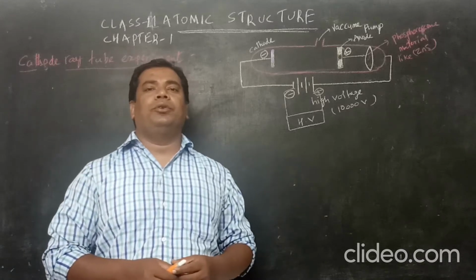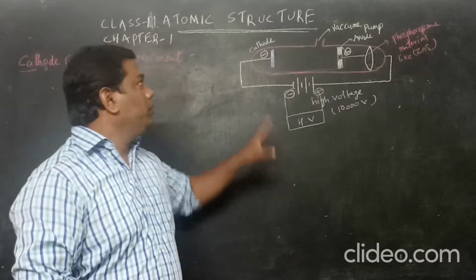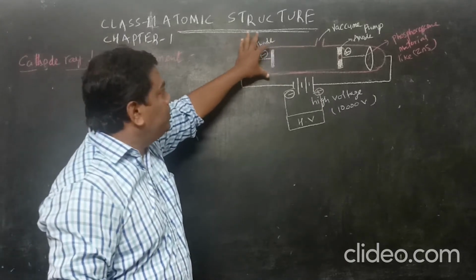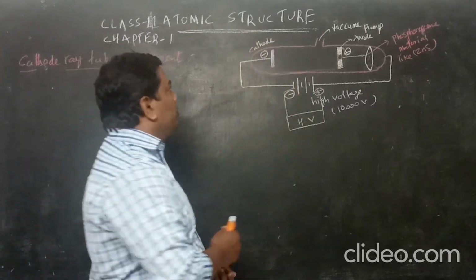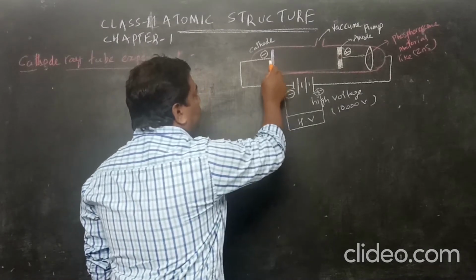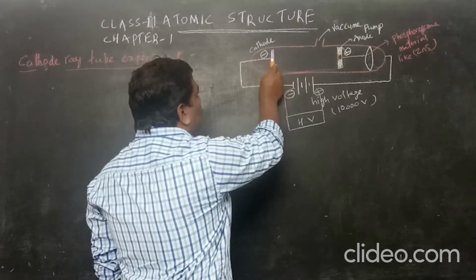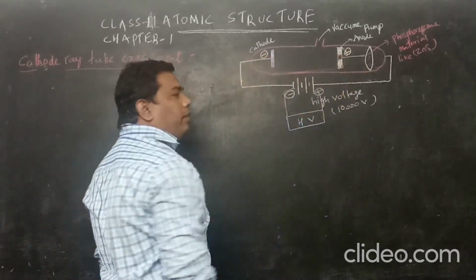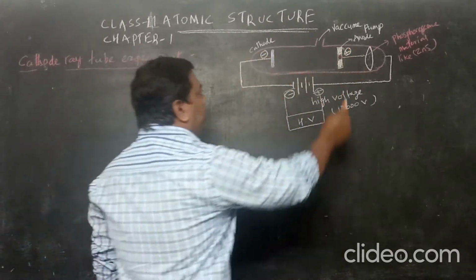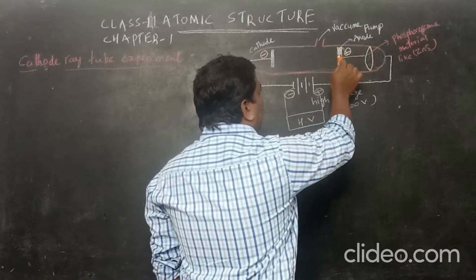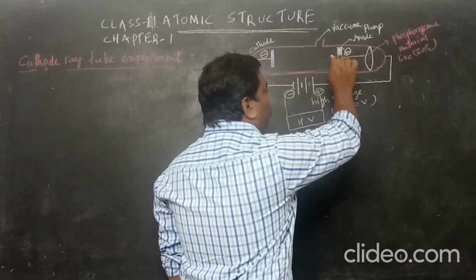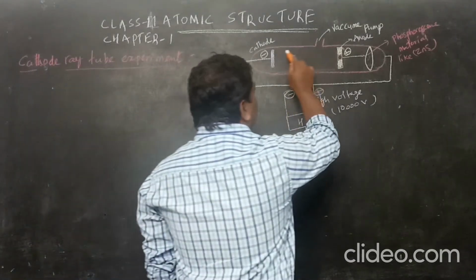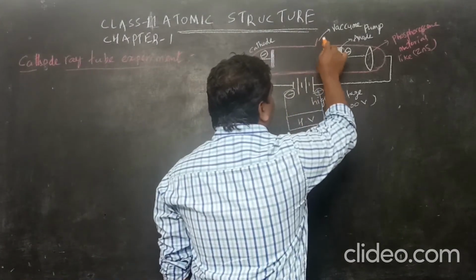Cathode ray tube experiment. So here this is the discharge tube. It is a glass tube which consists of two metallic electrodes, one is the cathode and the other is the anode. The cathode is negatively charged and the anode is positively charged. The anode is a perforated material, meaning it has a hole. And the glass tube has a side opening.